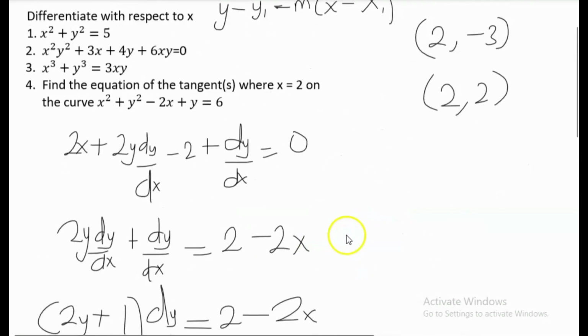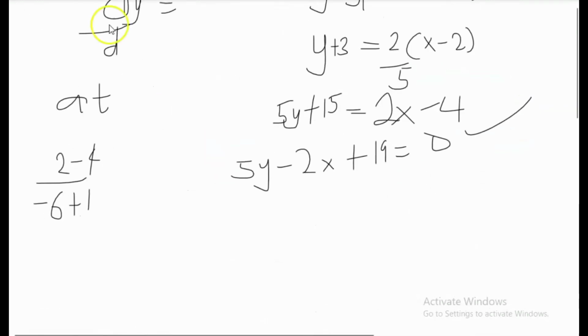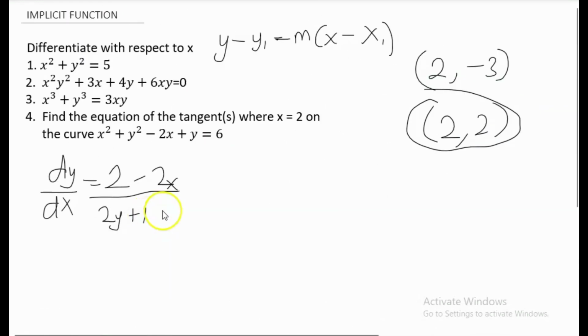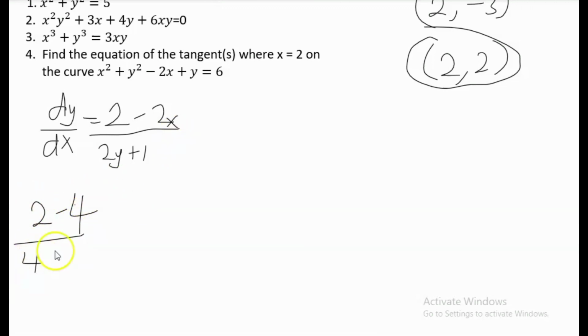So now let's go over to the second one because we have two values, remember. If we find the gradient to this, now we're using 2, 2. So that would be 2 minus 2 times 2 is 4, over 2 times 2 is 4, so 4 plus 1. So 2 minus 4 would be negative 2, and 4 plus 1 is 5. So now we have negative 2 over 5.